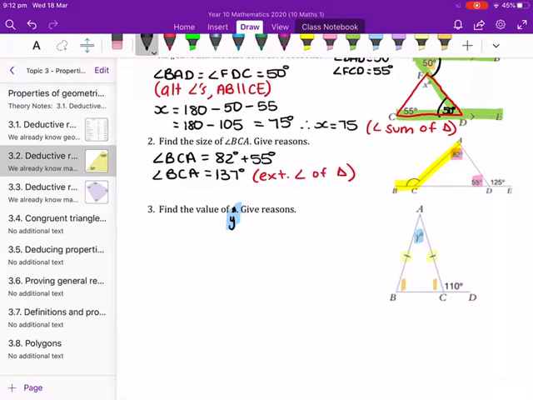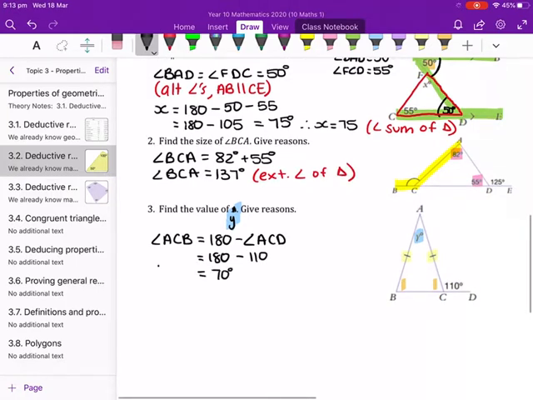So what we are going to do for this example is we first need to find angle ACB. Now angle ACB will equal 180 minus 110 degrees, or how we got the 110 degrees was from angle ACD. So it's 180 minus 110, so we get 70 degrees. So that means that angle ACB is going to equal 70 degrees.